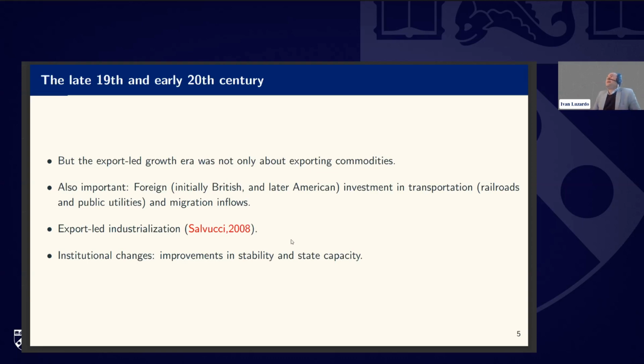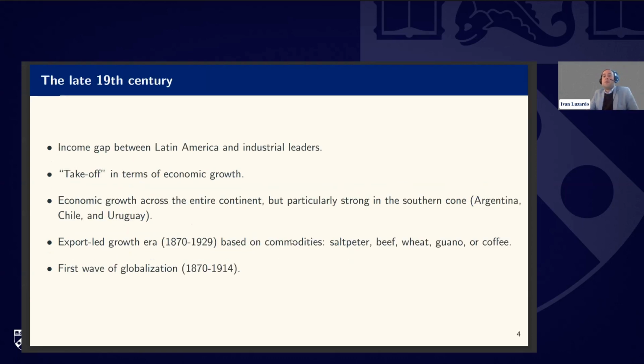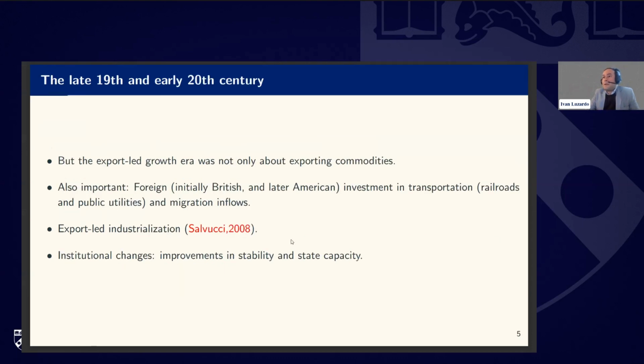There is an important debate between scholars in the literature about when industrialization started in Latin America. We usually associate this period with exporting large volumes of commodities. So basically, there is a hyper concentration in the primary sector. But other authors, there is a very influential chapter by Salbushin from 2008, maintain that the early stage of industrialization started also during this period.